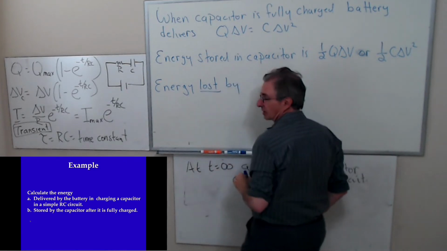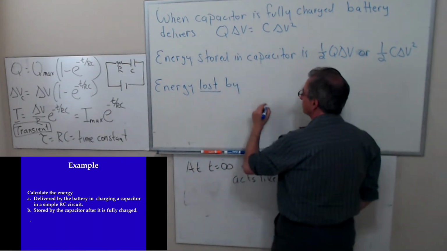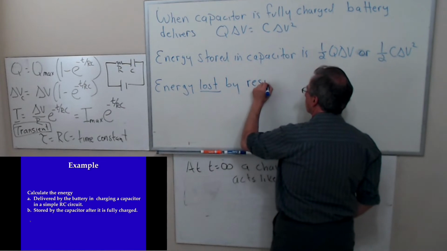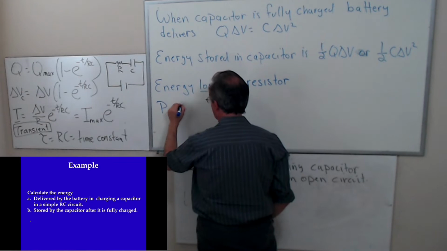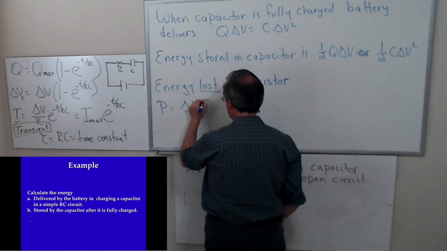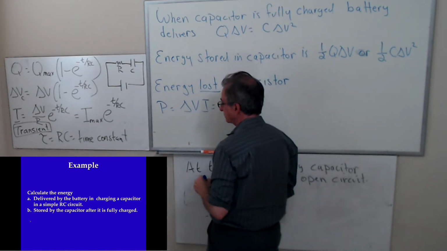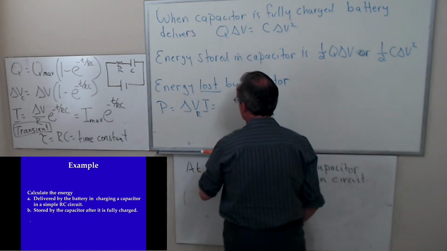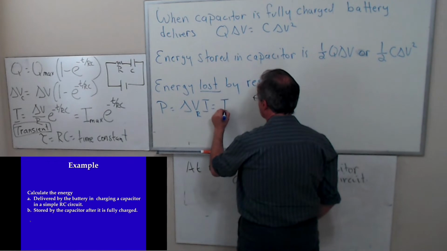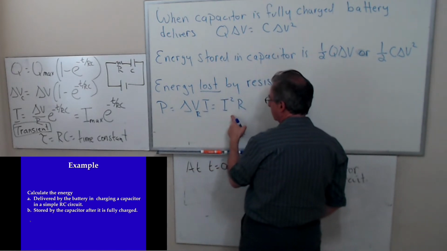They dissipate energy. They take energy out of the system. Well, what's the power? Well, it's delta V times I. Actually, that's delta V of the resistor times I. Or I can write it as I squared times R. And I'm going to write it this way. It's easier.